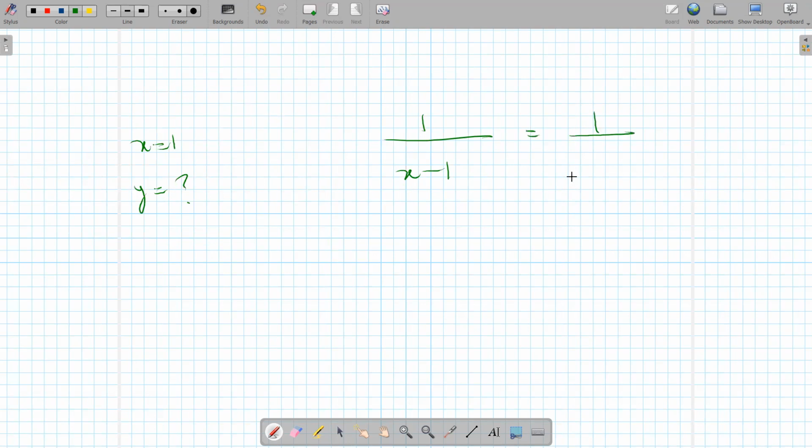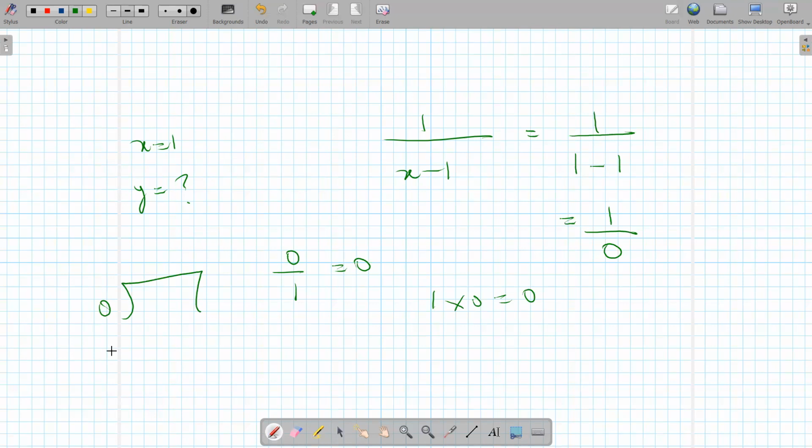Here, let's see. We have 1 divided by 1 minus 1. So we have 1 divided by 0. What's 1 over 0? It doesn't really work, right? You can't divide by 0. You can have a 0 on the numerator, but you cannot have 0 in the denominator. You cannot divide by 0. 0 cannot be your divisor.